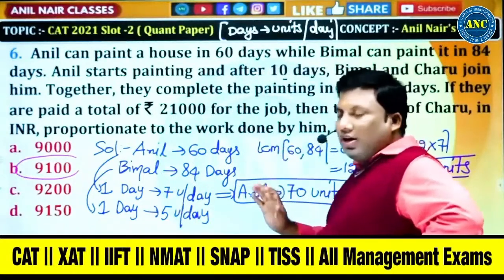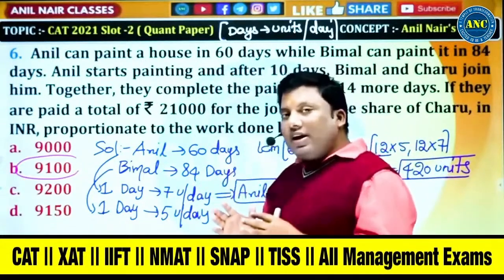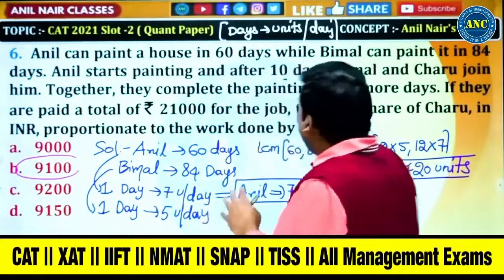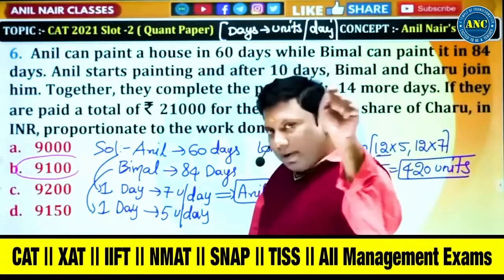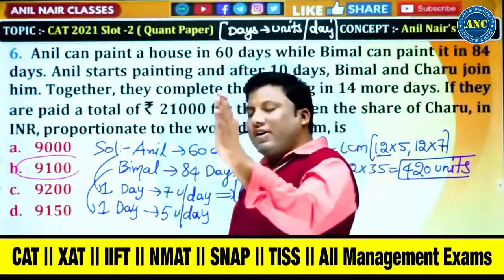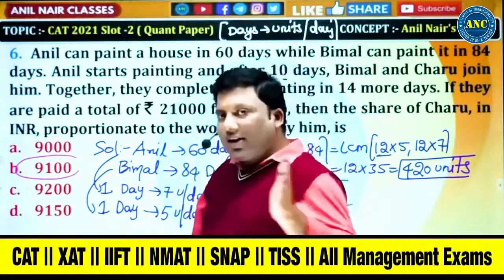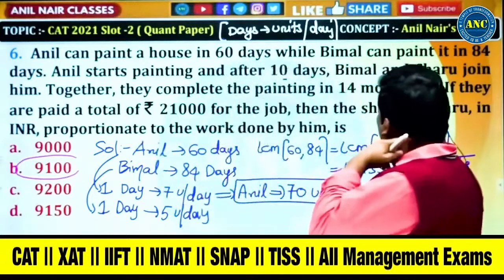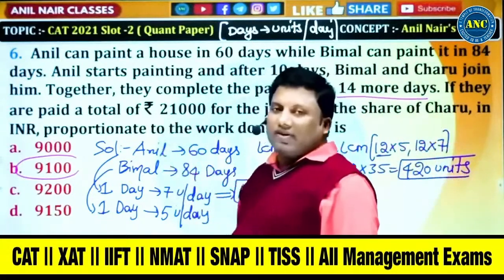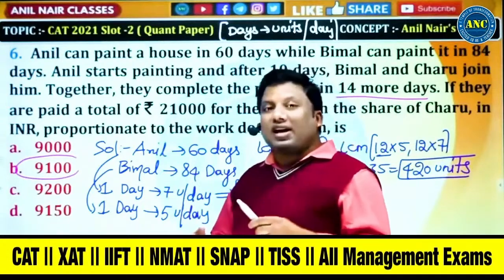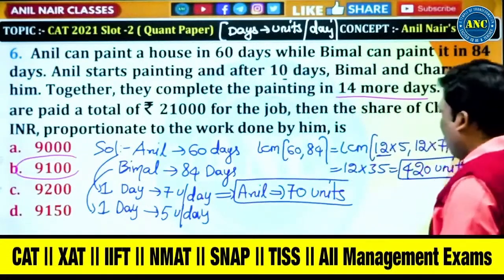Again I am telling the story. First thing: Anil can paint a house in 60 days. Anil individually can do the work in 60 days. Bimal individually can do the work in 84 days. Anil started painting and did the work for 10 days. After 10 days, Bimal joined, Charu joined, and all the three of them completed the work in 14 more days. The 21,000 rupees you don't require, because salaries are paid based on the work done per day.